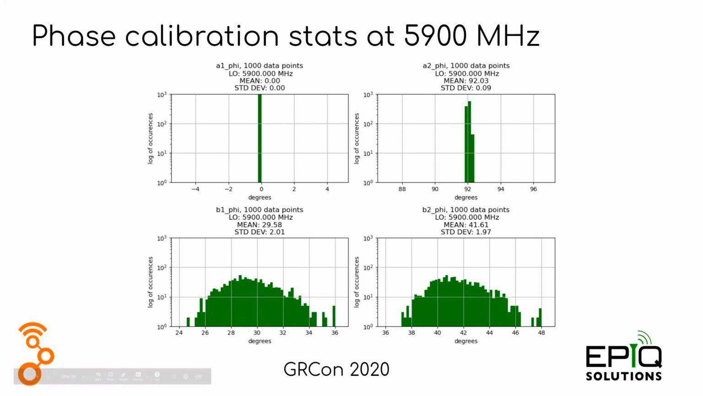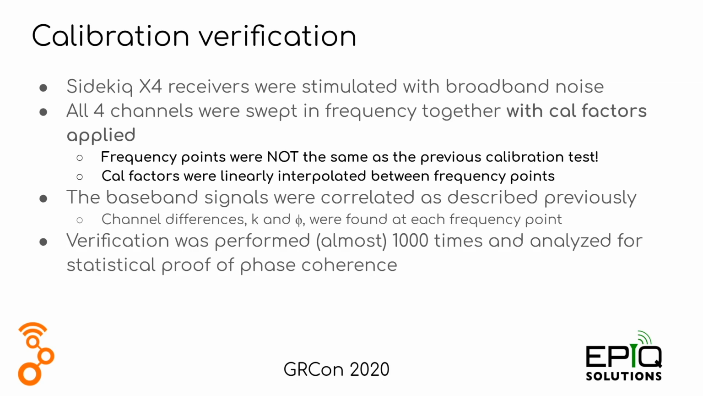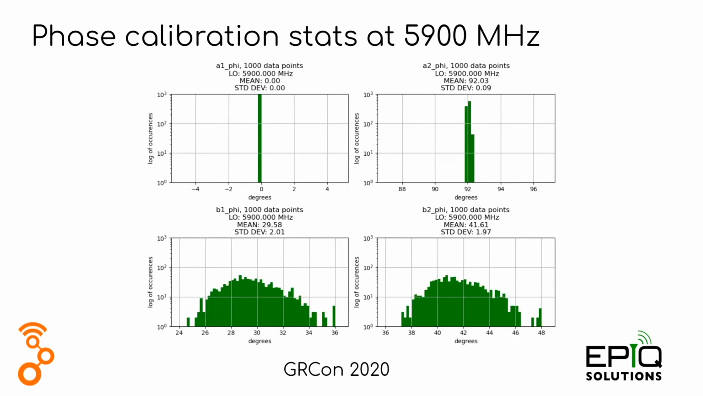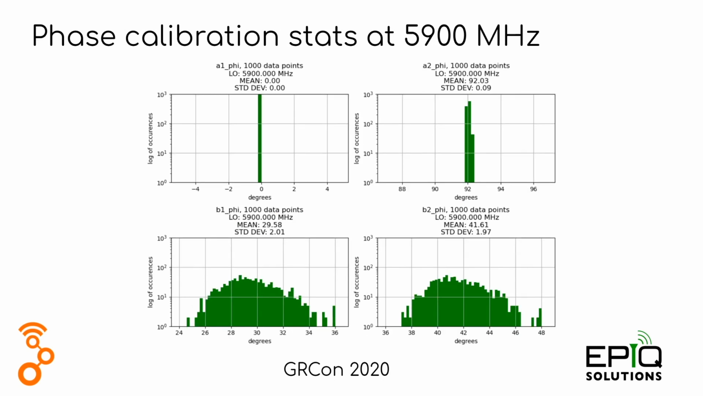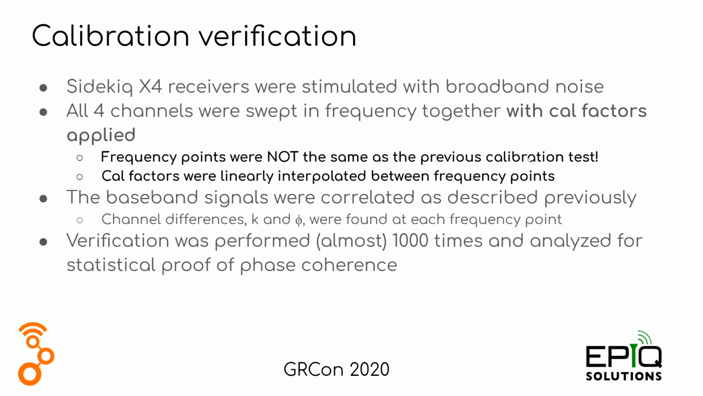So these are 5900 megahertz. So let's verify the calibration, and we do that by taking those mean factors that we found. Let's go back here. These factors here are converted to K and phi numbers that then get converted into the iCal and the QCal numbers, and the complex multiplication is applied on a frequency by frequency basis. And so that should theoretically cancel out all of these differences.